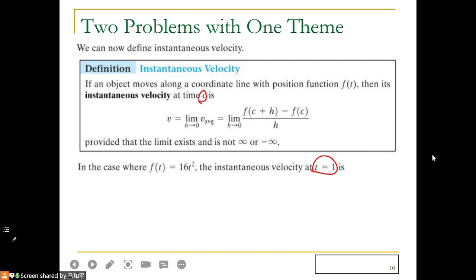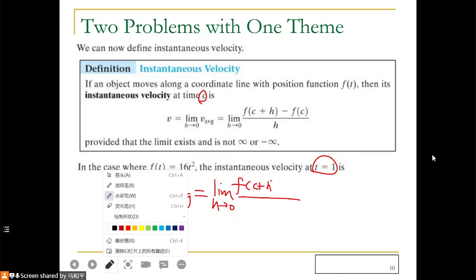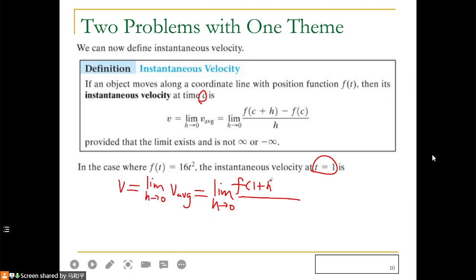So we calculate at the time t. We write v is the limit as h approaches 0 of the average velocity, which is equal to the limit as h approaches 0, where f(t) is 16t squared, and the numerator is f(c plus h), with c replaced by 1, so 1 plus h, minus f(c), which is f(1), over h. And then continue to calculate this limit.